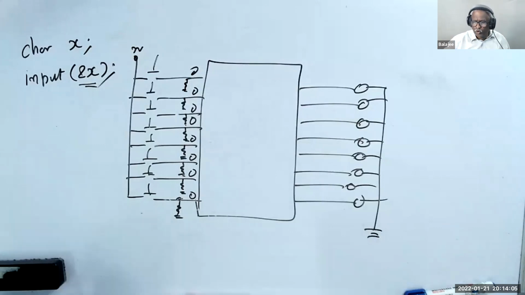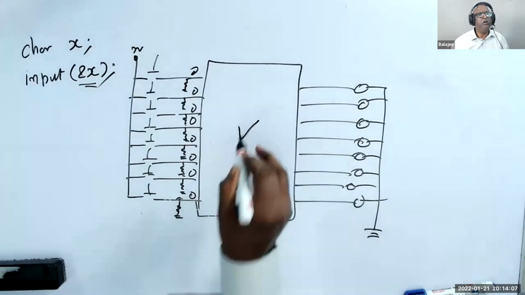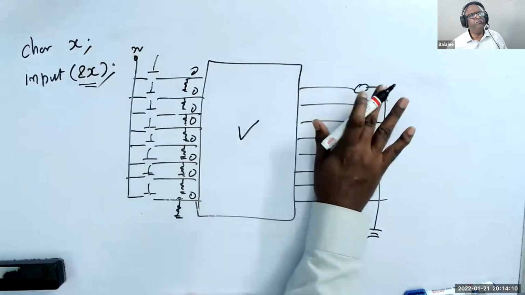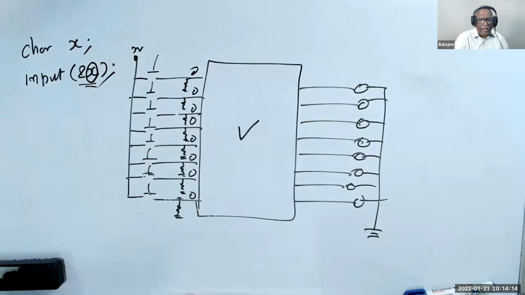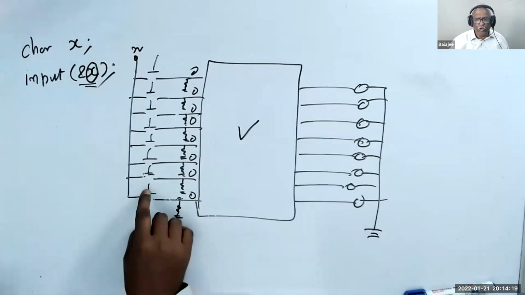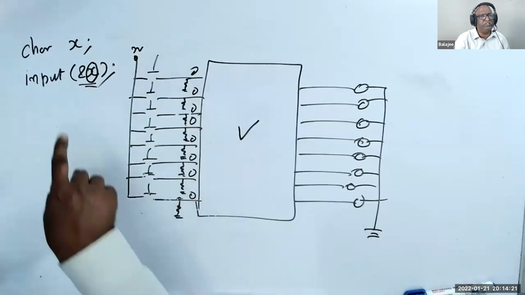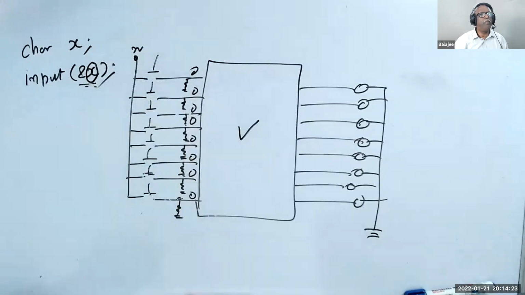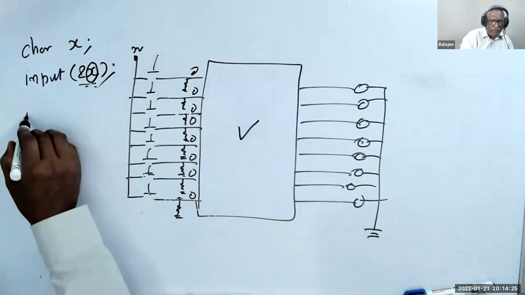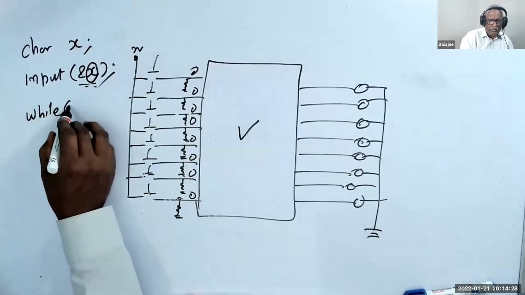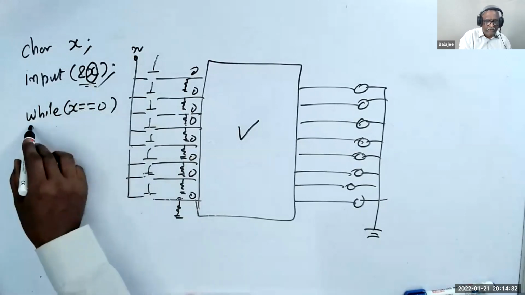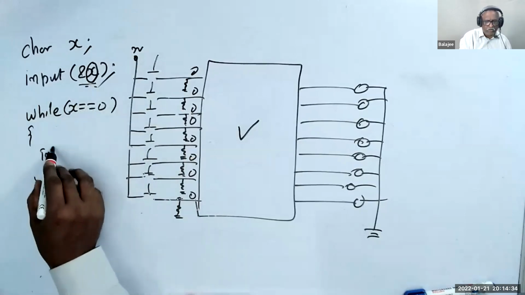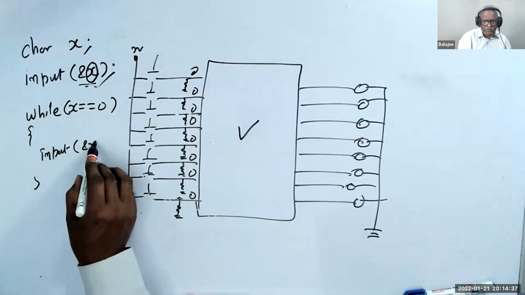So you should write a program here, not for the bulb or for the switch. You should write the program only for X. I write input X. Am I right? The moment you press any of the switches, the X will change. Otherwise, X will become 0. I do now here while X equal to 0. What I'm doing now? I'm doing here input and X. See that now?